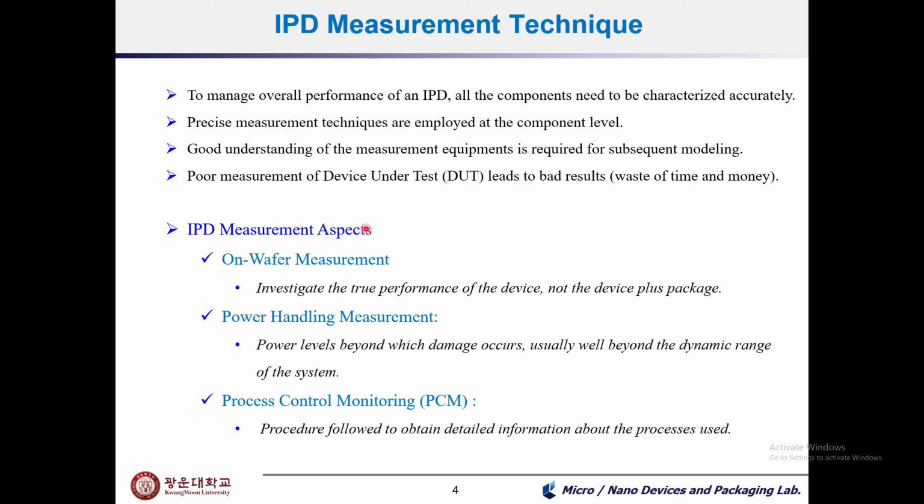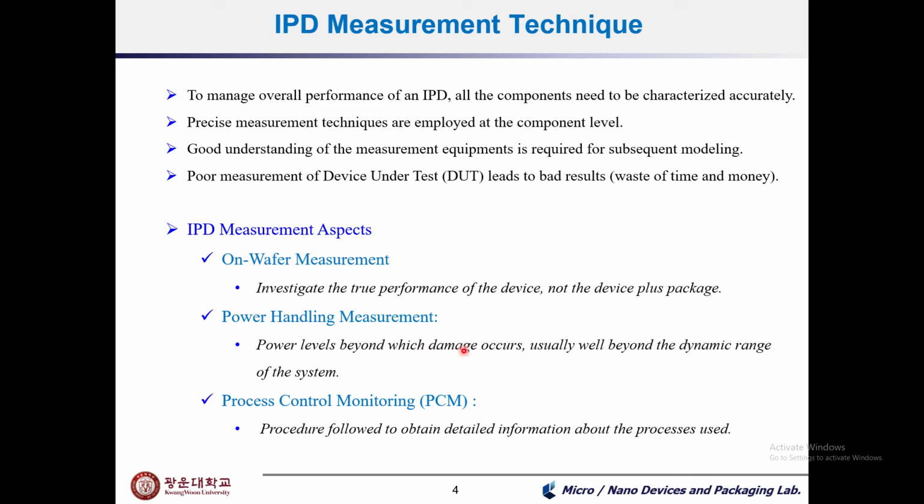There are three major aspects of IPD measurement, which are on-wafer measurement, power handling measurement, and process control monitoring, PCM. In the case of on-wafer measurement, it investigates the true performance of the device, not the device plus package. So it is only used for investigating the performance of the device. And the power handling measurement deals with the power levels beyond which damage may occur in the IPDs.